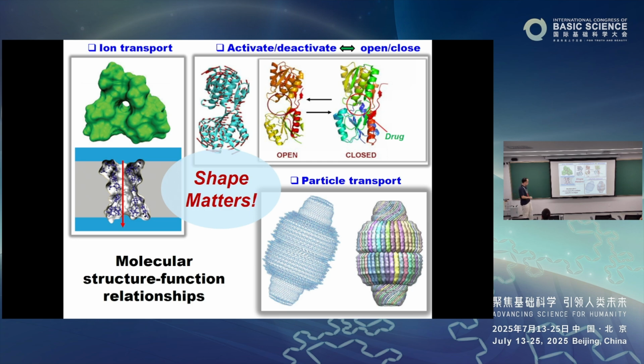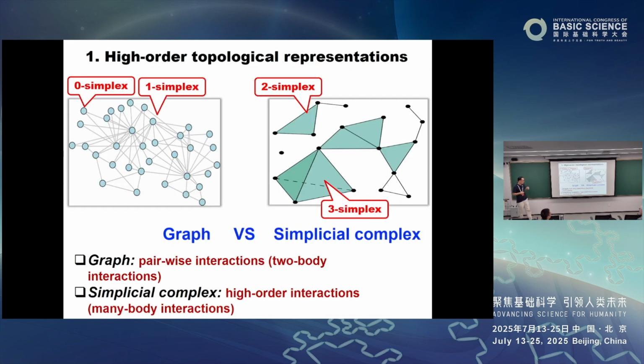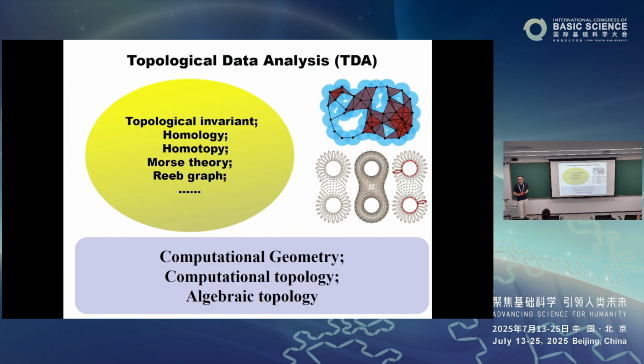Then the question is: when we have such a great amount of structure information, is it possible that we can find some structures that are most intrinsic, most fundamental, that may characterize the most general property of the molecule? So this led us into the study of topological data analysis.